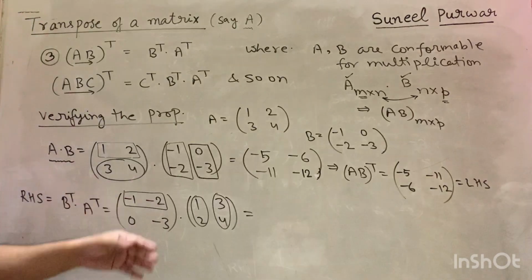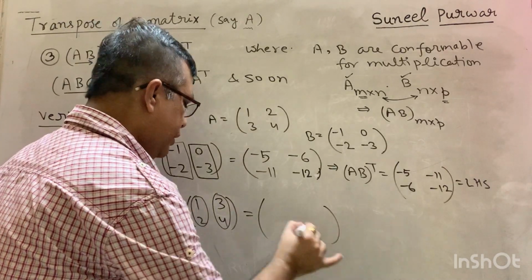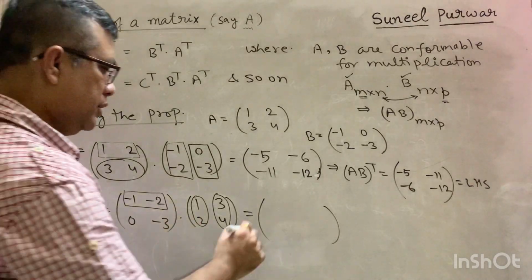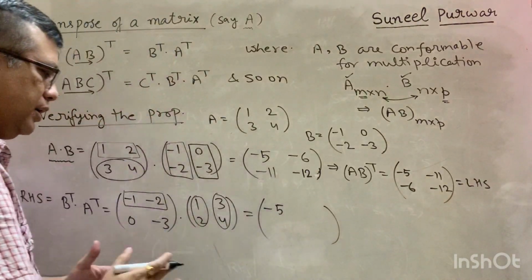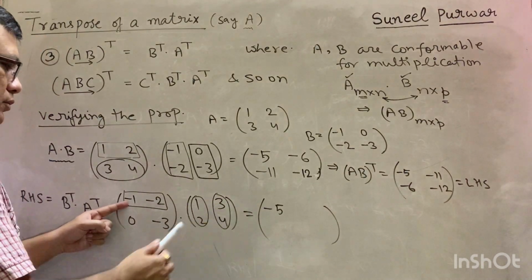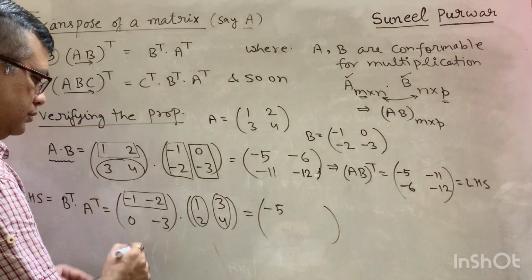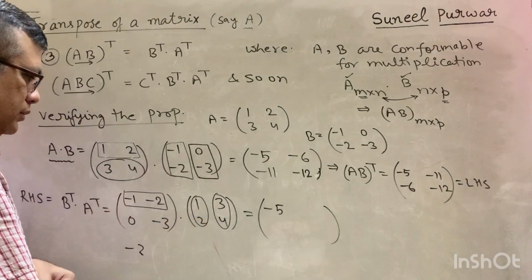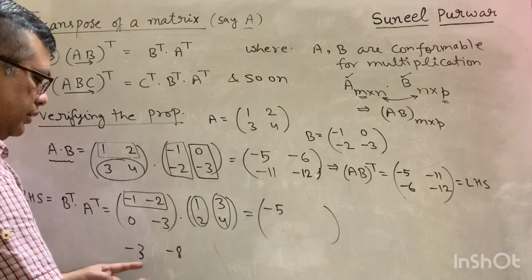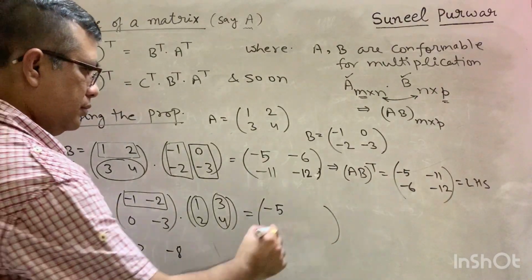Okay. So let's do it quickly. So -1, and this is what? -4. So this is what? -5. -1, -4. Their sum is -5. This will give you -3, and this will give you what? -8. This into this, -3, and this into this, -8, and their sum will be how much? -11.